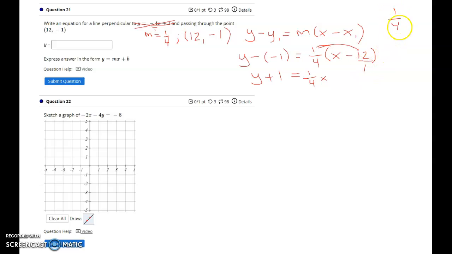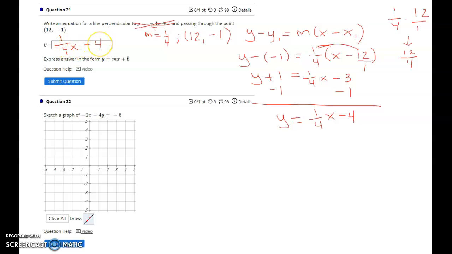So we can even do that over here. 1/4 times 12 over 1, so that becomes 12 over 4. 12 divided by 4 is just 3. So that ends up so nicely, just 3. Okay, we minus the 1 on each side, so we end up with y equals 1/4 x. -3 minus 1 is -4, so that will be our equation. So 1/4 x minus 4.